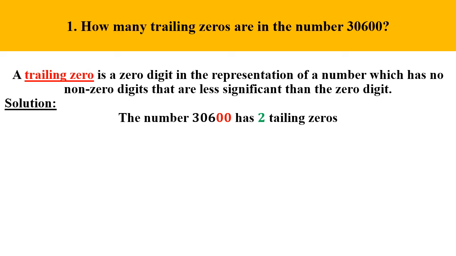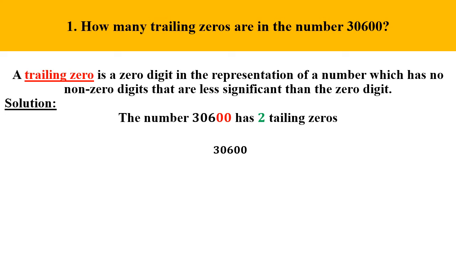But there is also one more zero digit in between 3 and 6. But we should not consider this as a trailing zero because after the 0 we have one non-zero digit, 6, to the right of it. So we should not consider this as a trailing zero. Only two trailing zeros are there.